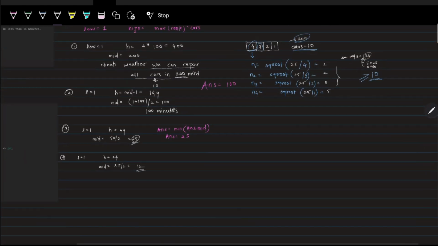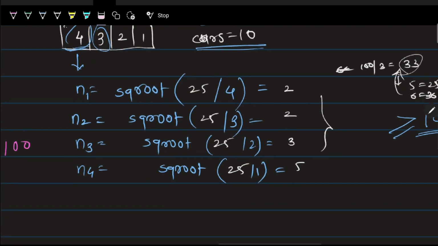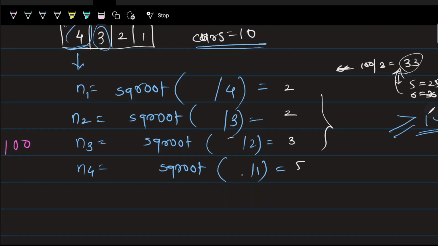So again I will come to my each possible function. This is nothing but my each possible function. So I will remove this 25 from here and just put here 12, 12, 12, 12. Now 12 by 4 is 3, square root of 3 is 1 only. 12 by 3 is 4, square root of 4 is 2. 12 by 2 is 6, square root of 6, I'm just taking the floor of all the values, would again be 2. 12 by 1 is 12, so square root of 12, I will again take only 3, because 3 square is 9, 4 square is 16.